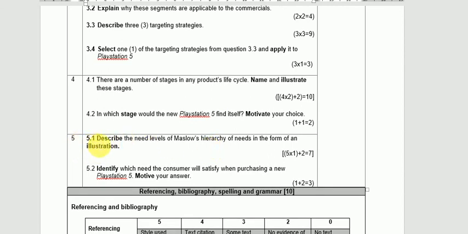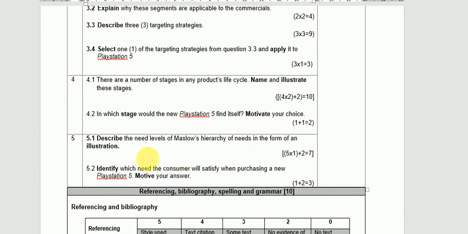Question 5, 5.1. Describe. It means this is not just naming. Describe the needs of Maslow's hierarchy of needs in the form of an illustration. In other words, you're going to illustrate to me the 5 levels of Maslow's hierarchy. Remember, 5 times 1 indicates to you that there are 5 levels. Even if we haven't done this work, you know that there are 5 levels, or you should know by just looking at the mark allocation. 5 levels in the hierarchy, name them, illustrate them, and for the illustration itself, you get 2 marks.